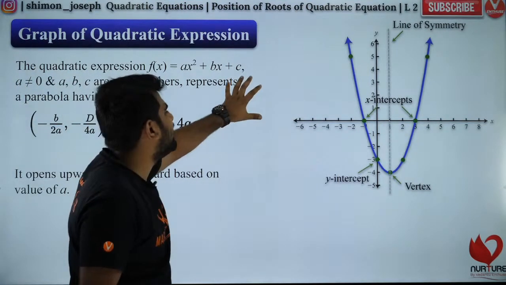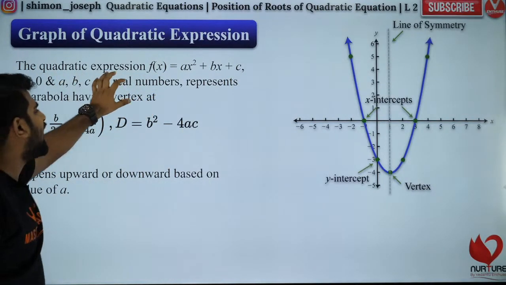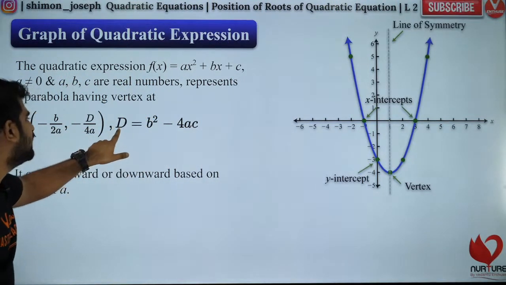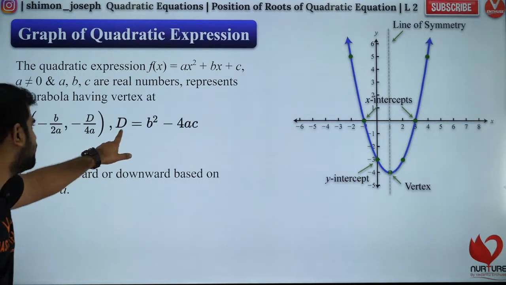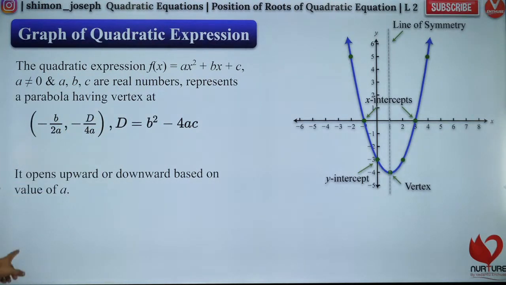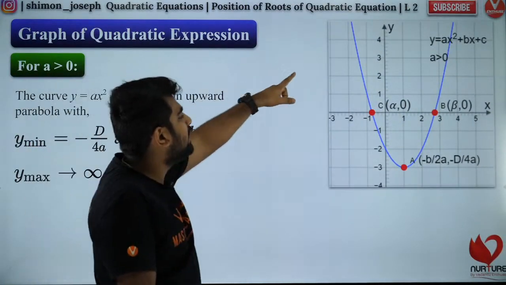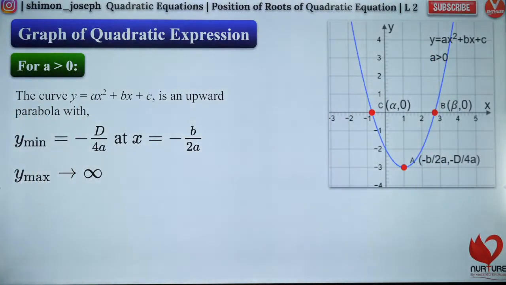Whenever you have a quadratic expression, and if A, B, C are real numbers, then the vertex is given by this, and the value of D is nothing but the discriminant, B square minus 4AC. Minus D by 4A will be the y coordinate of the vertex. And it will be upward opening or downward opening based on the value of your A. So if A is positive, it will be an upward opening parabola, and if A is negative, it will be a downward opening parabola.